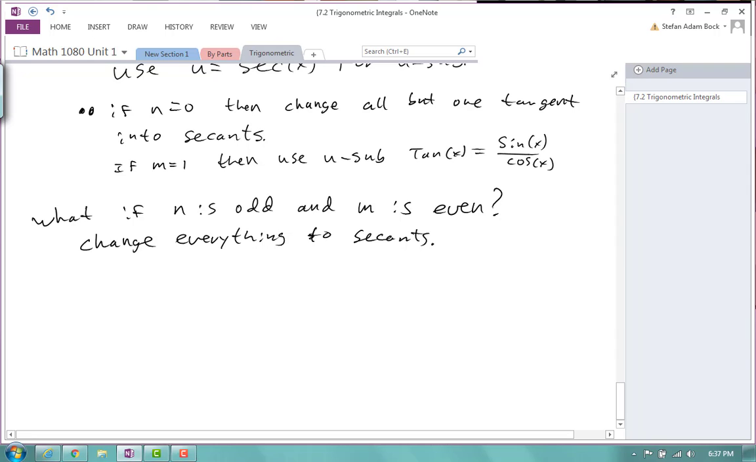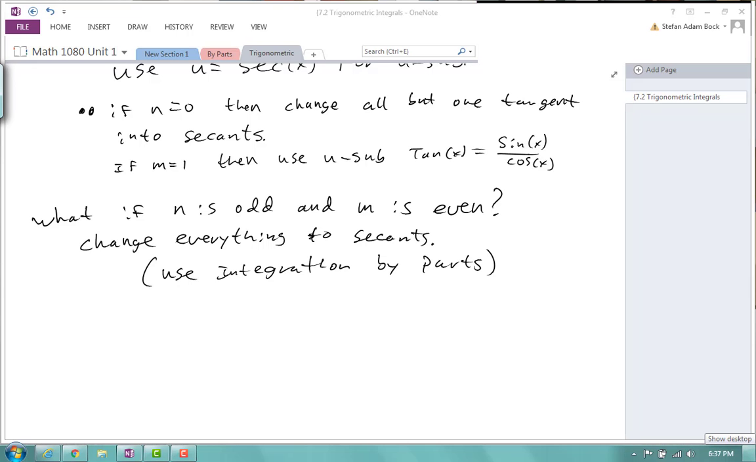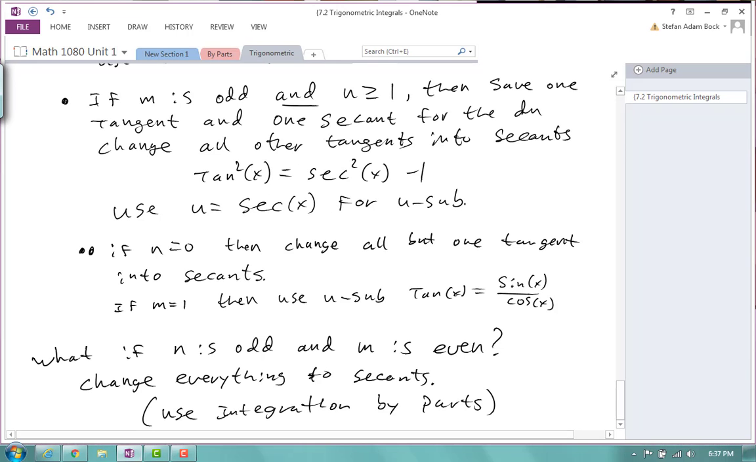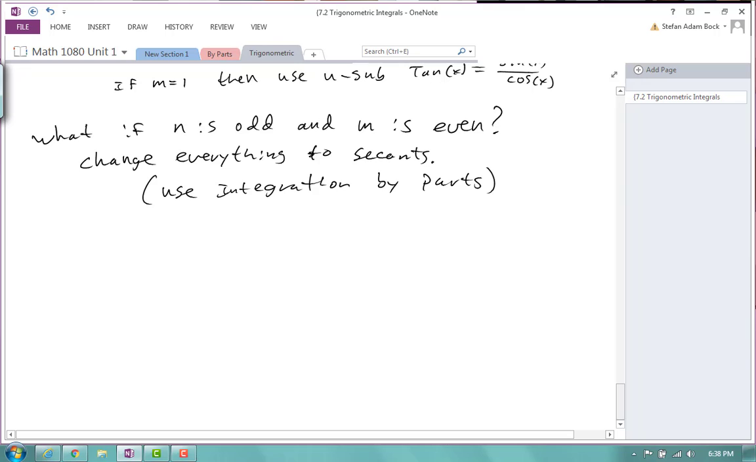And there's a recursive formula that exists for these problems. So I'm going to do secant cubed, and then I guess I'll make you guys do the rest. So first, let me show you what happens for tangent cubed, and then I'll show you what happens for secant cubed.